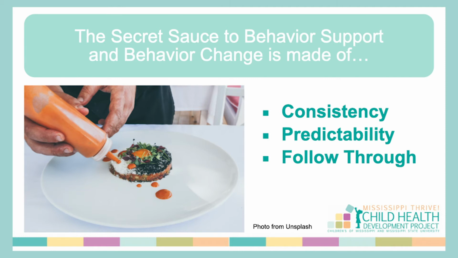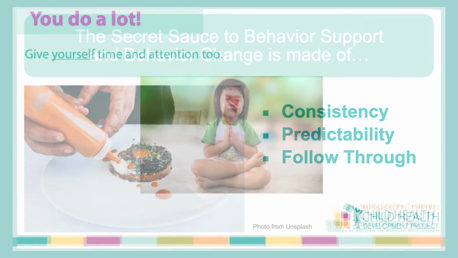So, final review. The secret sauce to behavior change is consistency, predictability, and follow-through. When a child knows what the expectations are, and they can predict what's going to happen if they do certain behaviors, and they trust your reactions to be consistent, they're likely to feel more comfortable with their relationships and their environment. This will make it easier for them to build confidence and try new things and thrive. You're going to see more of those behaviors you want to see.